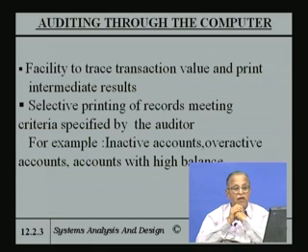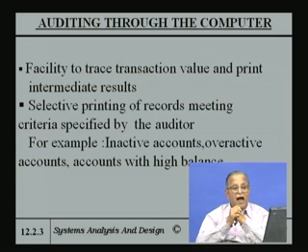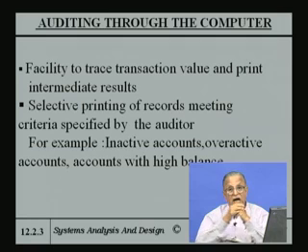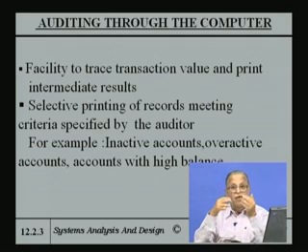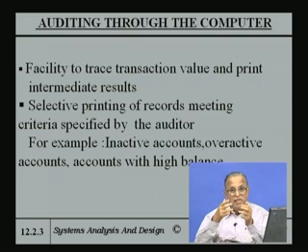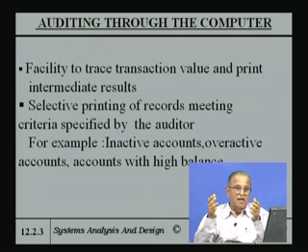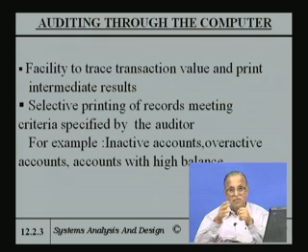Facility to trace transaction values and print intermediate results. In other words, in between he may randomly get a point and do a printing of intermediate results of certain transactions, and he may decide that certain records have to be printed based on some criteria, only he knows that, like inactive accounts, overactive accounts, if you have a banking application, accounts with a very high balance. Systems like that have to be checked, because very often inactive accounts are the ones which are targets of fraudsters, because they know that the person has not been dealing with the account, so he is not checking his accounts very carefully.